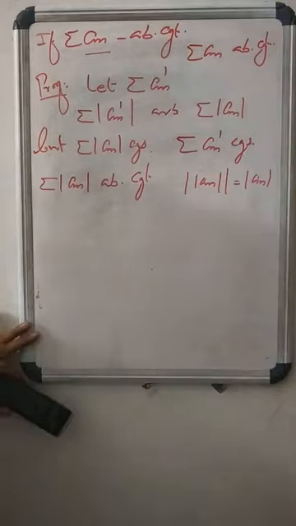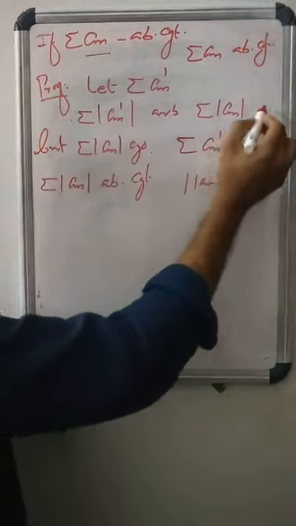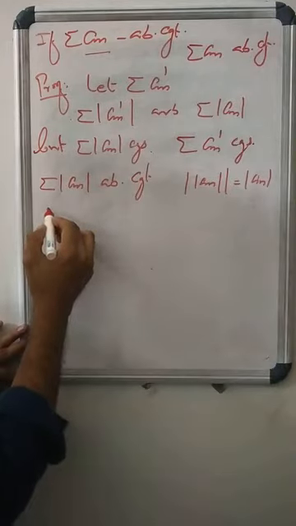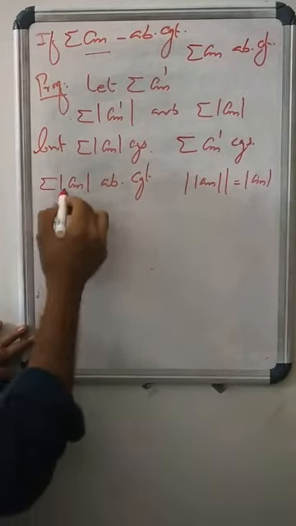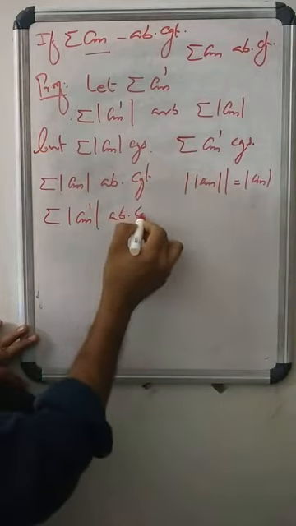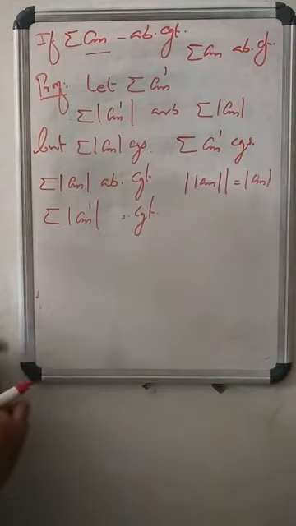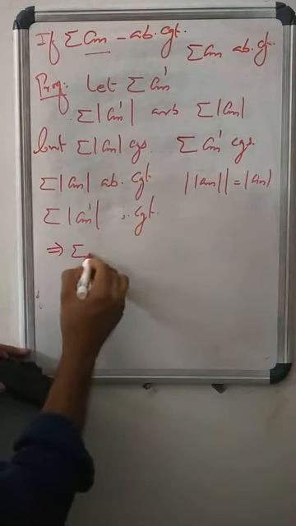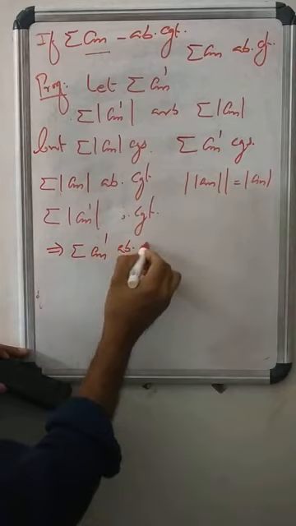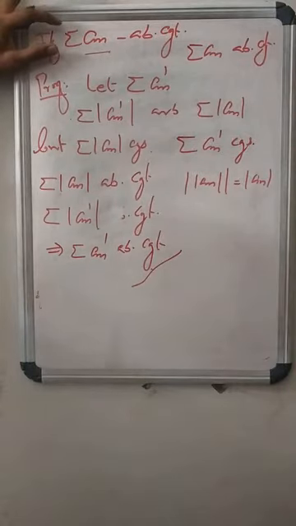But what is sigma mod an dash? Sigma mod an dash is an arbitrary rearrangement of sigma an. Then again by rearrangement theorem, when sigma mod an absolutely converges, sigma mod an dash also absolutely converges. Sigma mod an dash converges means sigma an dash is absolutely convergent.